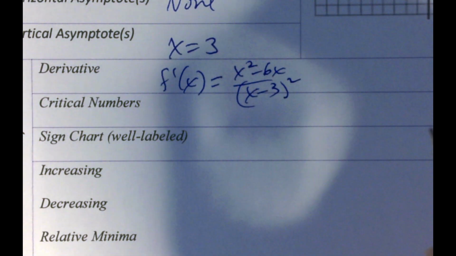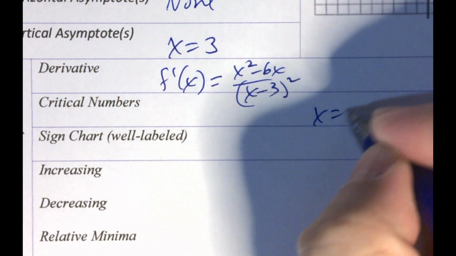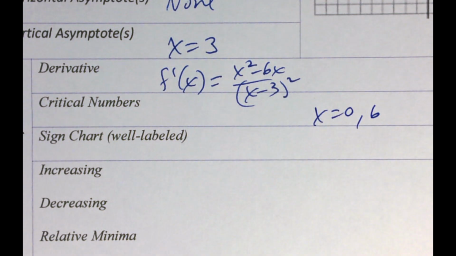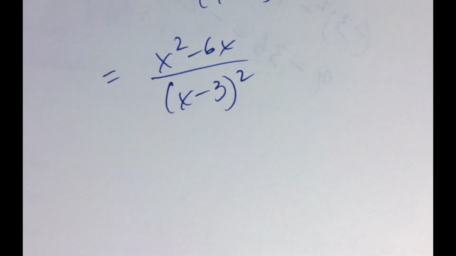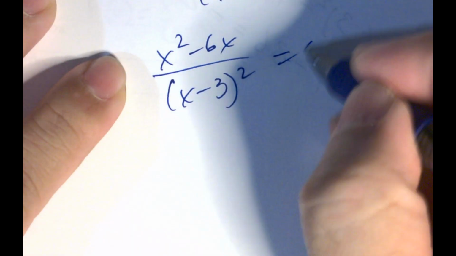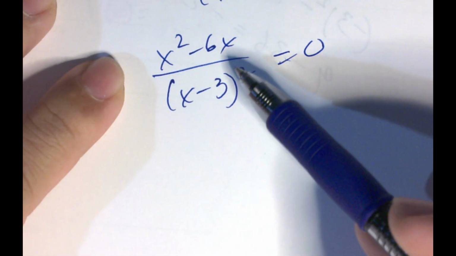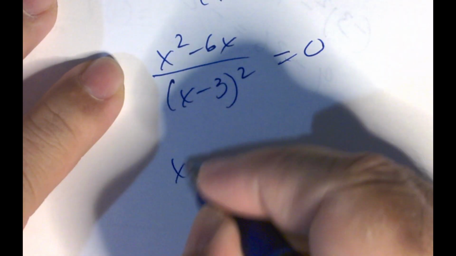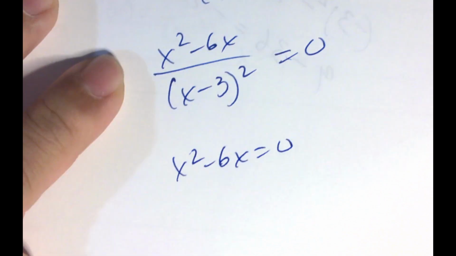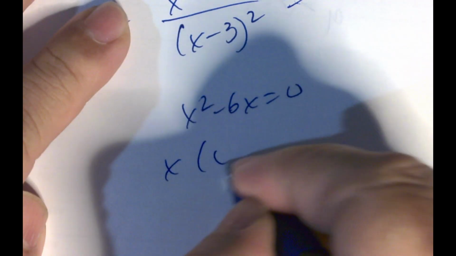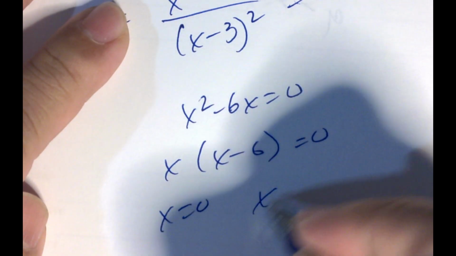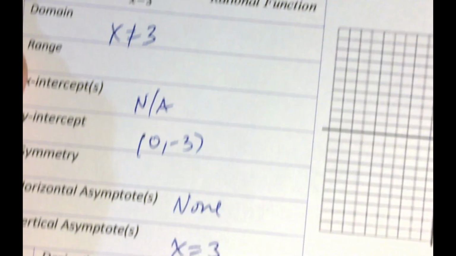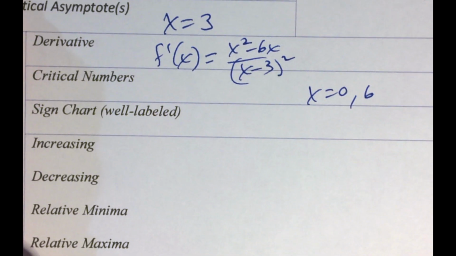Excuse me. All right, critical numbers are x equals 0 and 6. How do I get the critical numbers? You set the derivative equal to 0. So we could just say, when is this equal to 0? Remember, if it's a fraction, you don't need the denominator. So just x squared minus 6x equals 0. You could factor that. That's x times x minus 6. So x equals 0 and x equals 6. And that's how I got those values. x equals 0, x equals 6.